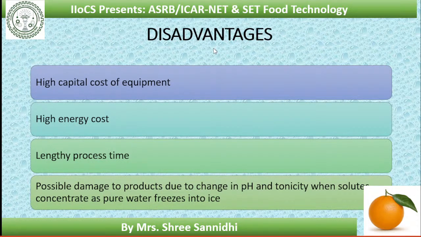If we look at the disadvantages, there is a high capital cost of equipment, and it consumes a lot of energy even for creating vacuum, for condensation, and also for vacuum suction. So for everything you need a lot of energy, and as this is a slow process, more than 12 hours of drying is required. So it is a time consuming process as well as energy consuming. Energy and cost is high for this.